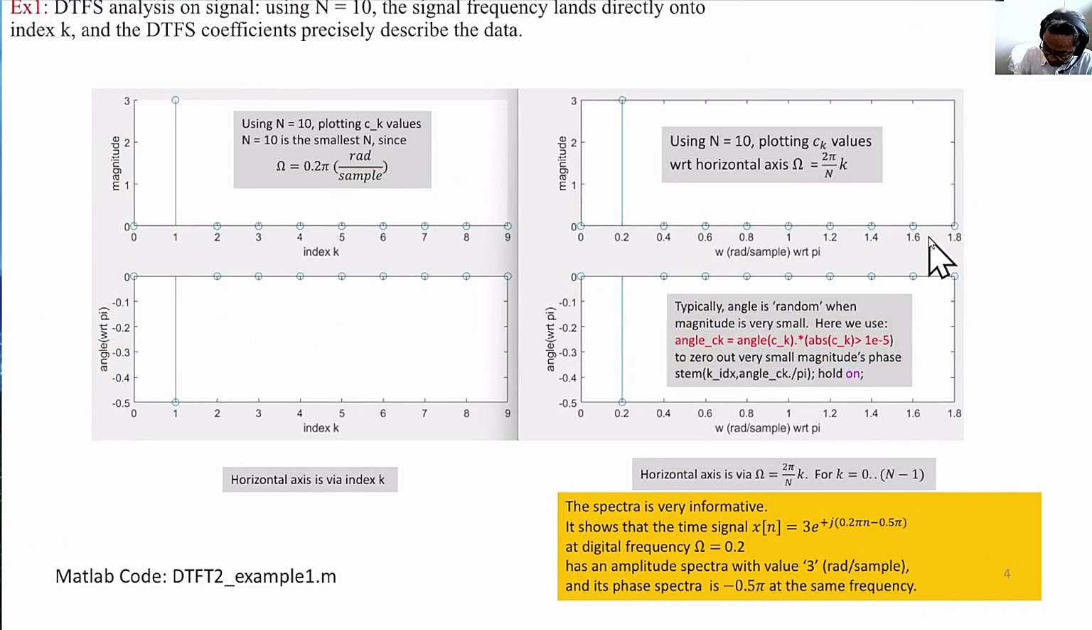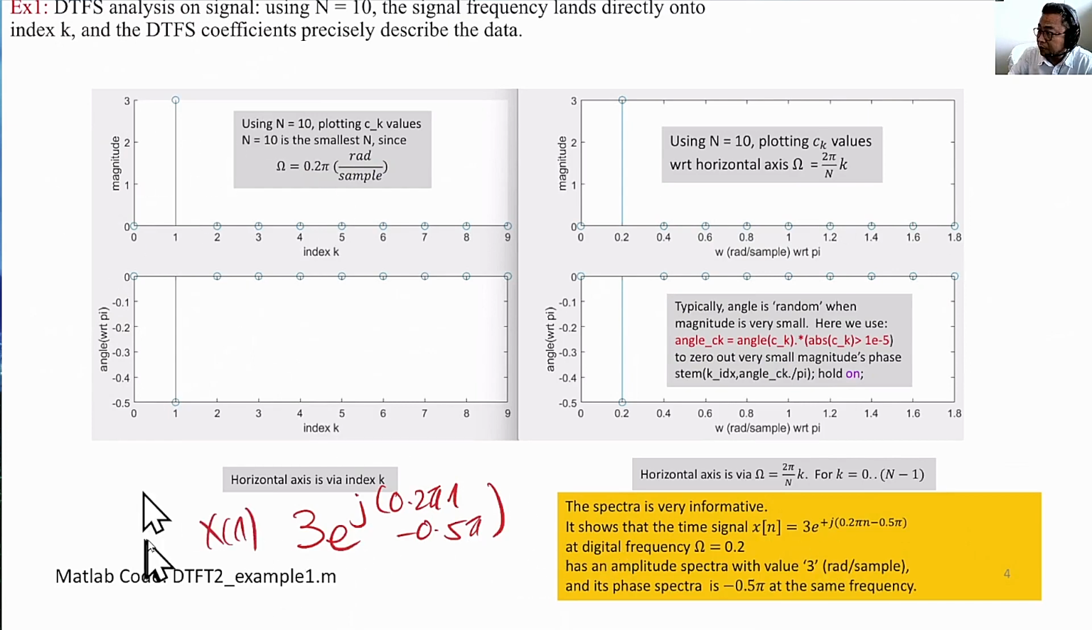Now let's interpret this. Our equation is 3e^(j(0.2 pi n - 0.5 pi)). Why are this x[n] and this magnitude spectra related? Well, look at this. It says that at 0.2 pi we have a magnitude of 3 and a phase shift of minus 0.5 pi, with no other signals, 0 being everywhere else. So the DTFS representation of magnitude and phase tell us exactly what the signal is.